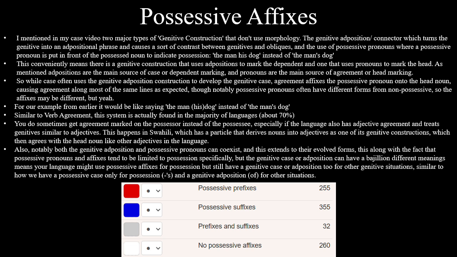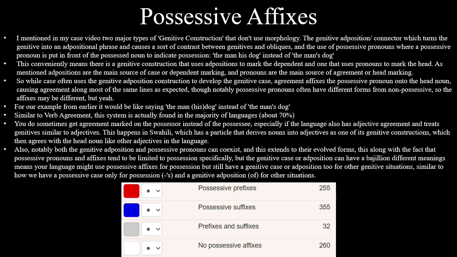Then we have possessive affixes. I mentioned the genitive construction and some of its types in my case video. There are 2 main root ways to show this relation: a genitive connector or adposition, and possessive pronouns. These 2 root ways can then be used to develop the genitive case in case systems, and possessive affixes or possessive agreement in agreement systems.